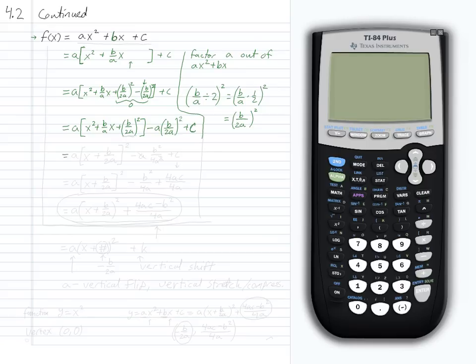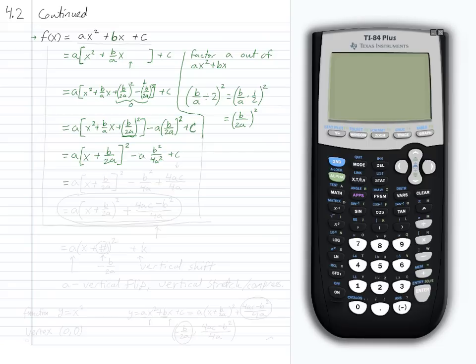Alright, now the stuff in brackets is a perfect square, and since I completed the square, it will factor as x plus b over 2a quantity squared. Okay, that factorization works because I chose this particular number to add. And now I'll just simplify the stuff on the end. Minus a times b squared over 4a squared is another way to write it, if I apply the square.